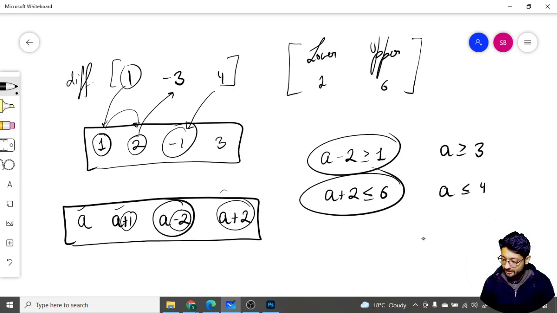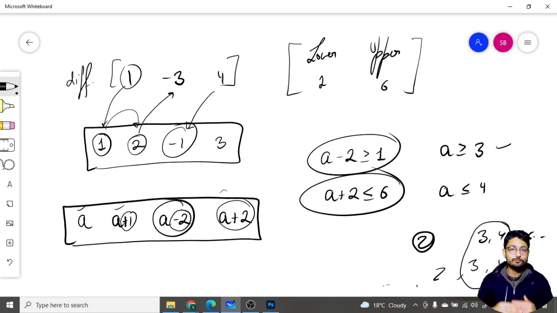So it means that there are two values possible. a is greater than or equal to 3, so it is like 3, 4, 5, 6, 7, and so on. And a is less than or equal to 4, so 4, 3, 2, and so on. What are the common values? 3 and 4. So it means that 3 and 4 as a starting number are actually legit. If you put 3 or 4, then all the numbers will be between the lower and upper bound.